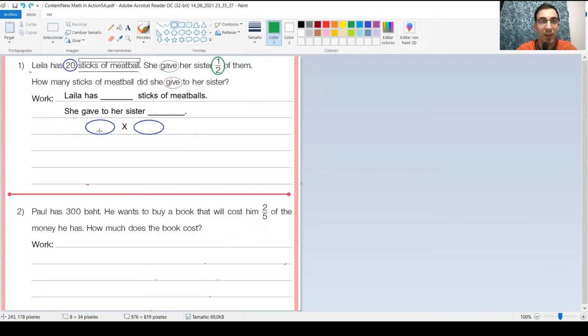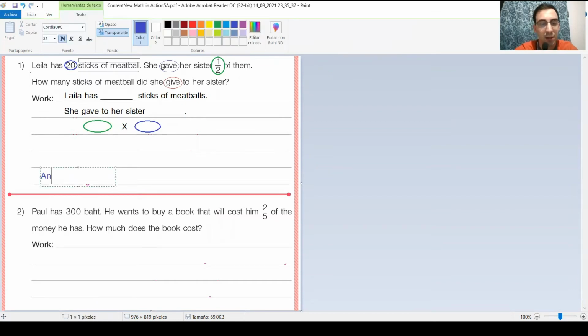Sorry, I don't know how to fix it now. Let's start again. This is what part of the meatballs, the sticks, did she give to her sister? And now we have to multiply by the total of the meatballs she has. So this is what you have to do. After that, when you get the answer, you can write here: answer.